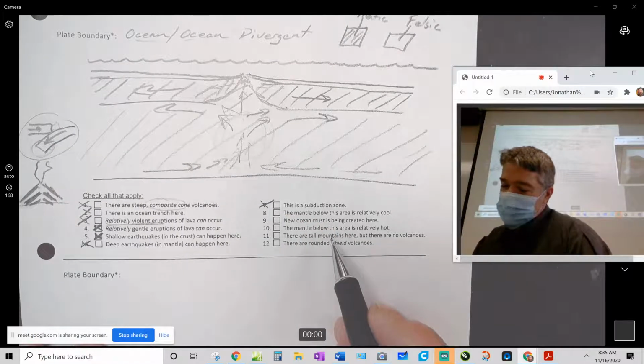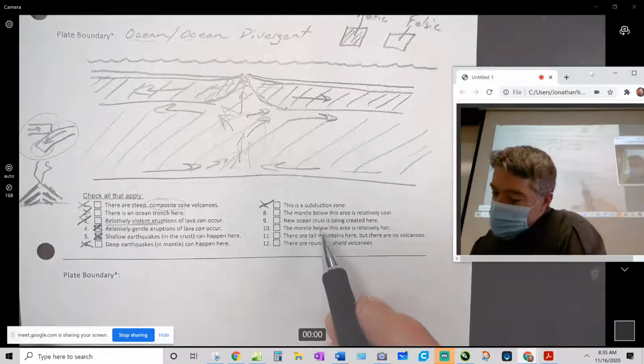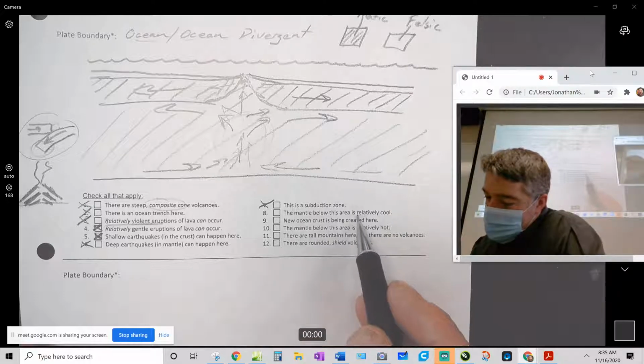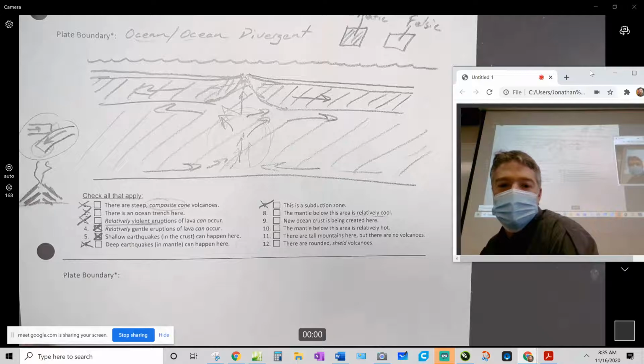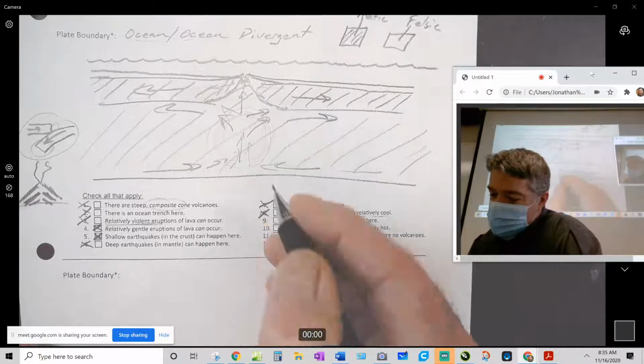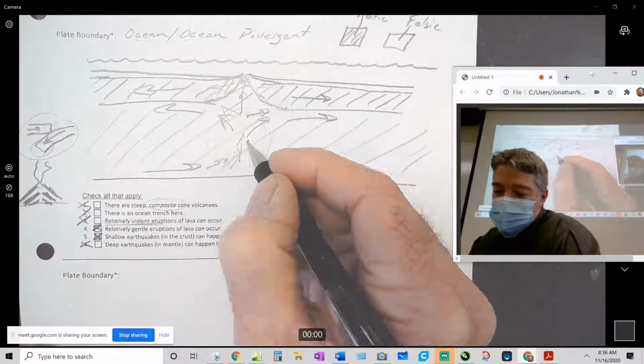All right, here's a good one. You all know the answer to this. The mantle beneath this area is relatively cool. Look at that mantle. Think to yourself, is that true or is that false? That would be false, because this is rising, which means it's relatively hot.